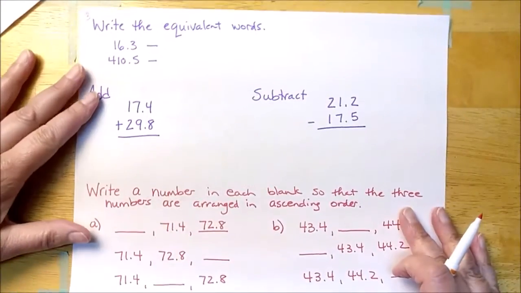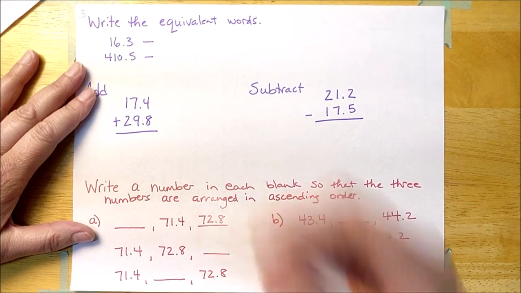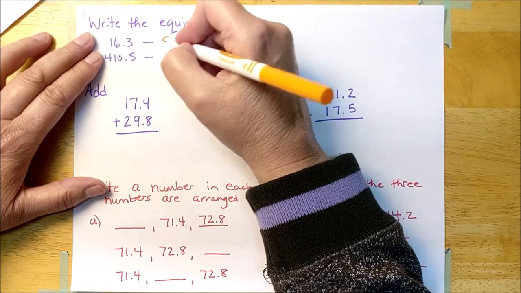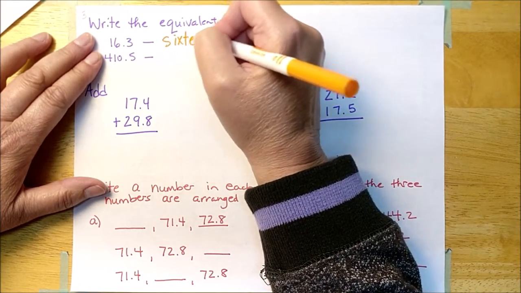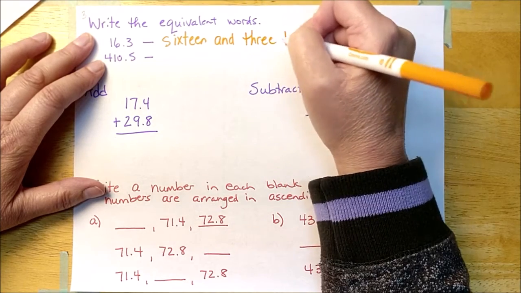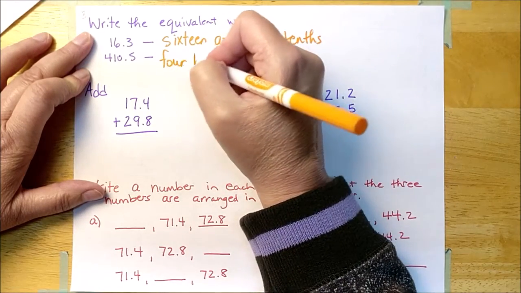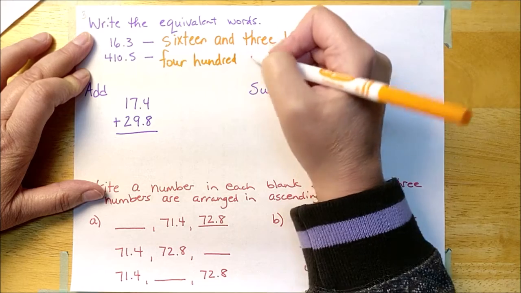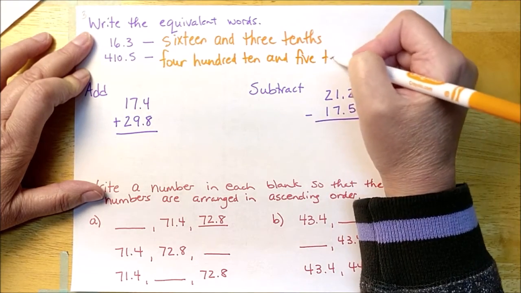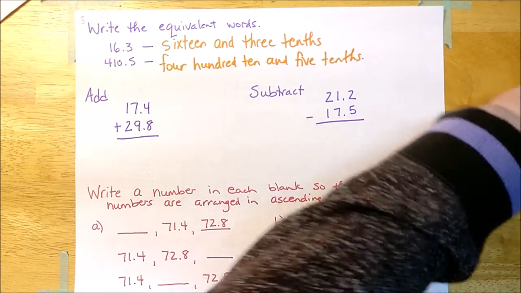Then you need to write the equivalent words. So you're going to write how you would write this in words, and it's exactly the same way as you say it. So you would say 16, remember the decimal is the word and, 3 tenths. This would be 410 and 5 tenths. So you're going to have to do that on the quiz as well.